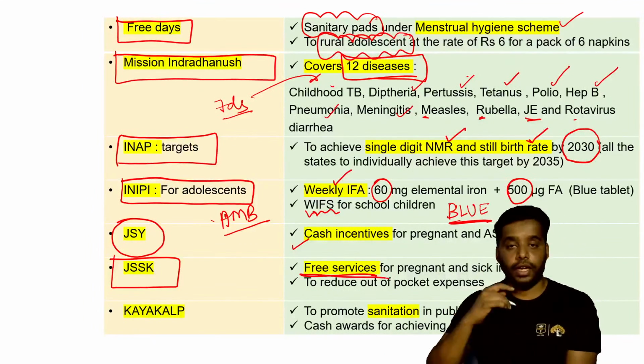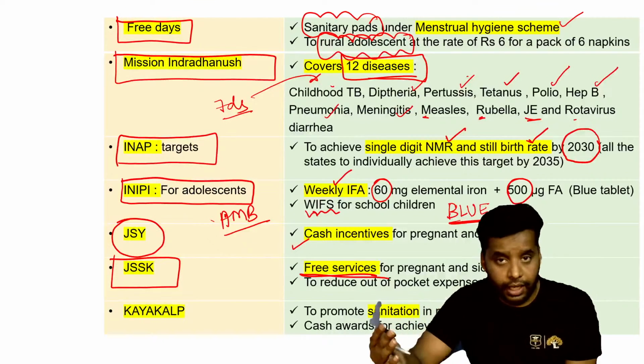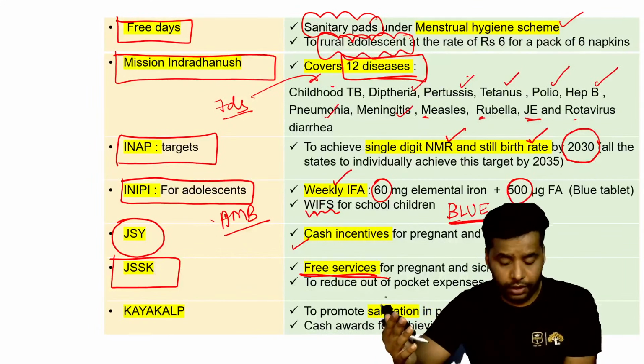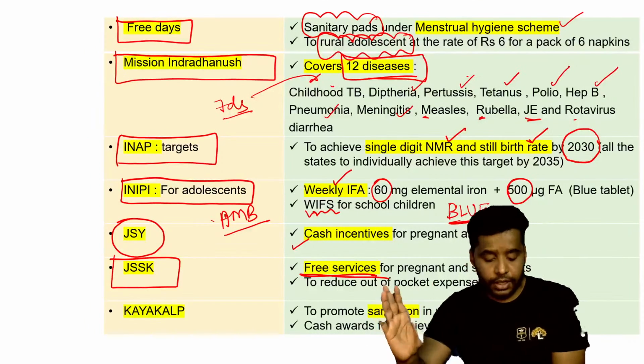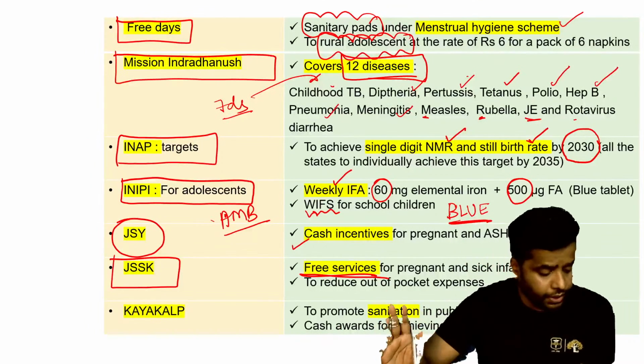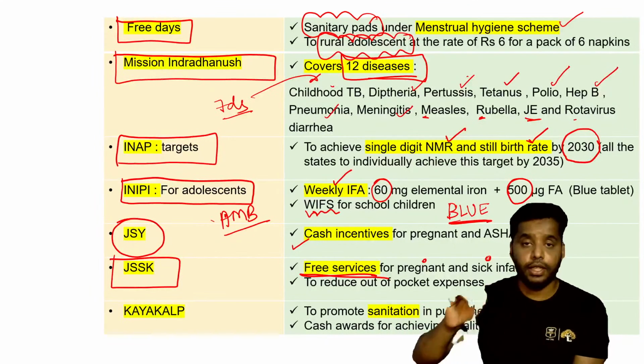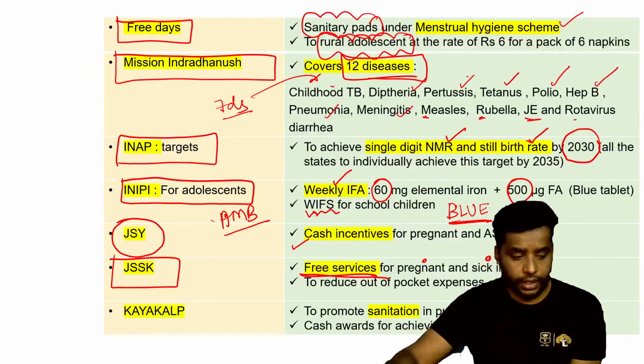A pregnant woman will get two things: JSY cash, JSSK free services. Don't make a mistake between these two things. Cash is given under JSY. Free services for pregnant women and sick infants is given under Janani Shishu Suraksha Karyakram.